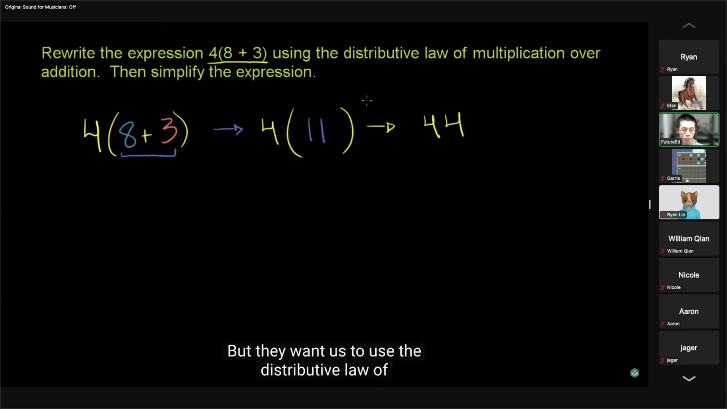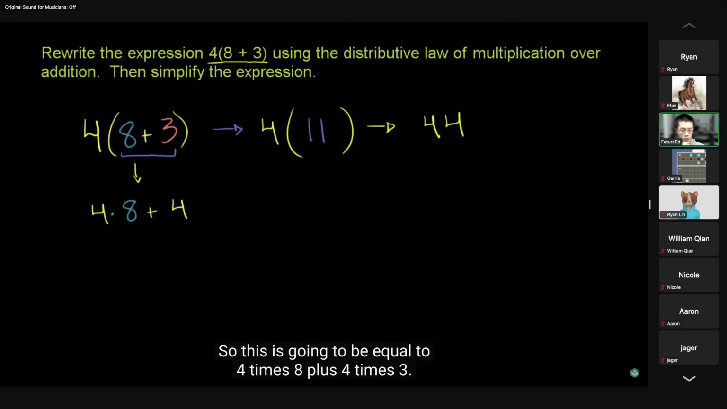So you can evaluate it that way. But they want us to use the distributive law of multiplication. We did not use the distributive law just now. We just evaluated the expression. We used the parentheses first, then multiplied by 4. In the distributive law, we multiply by 4 first. It's called the distributive law because you distribute the 4. So what this will become is 4 times 8 plus 4 times 3. We're going to think about why that is in a second.